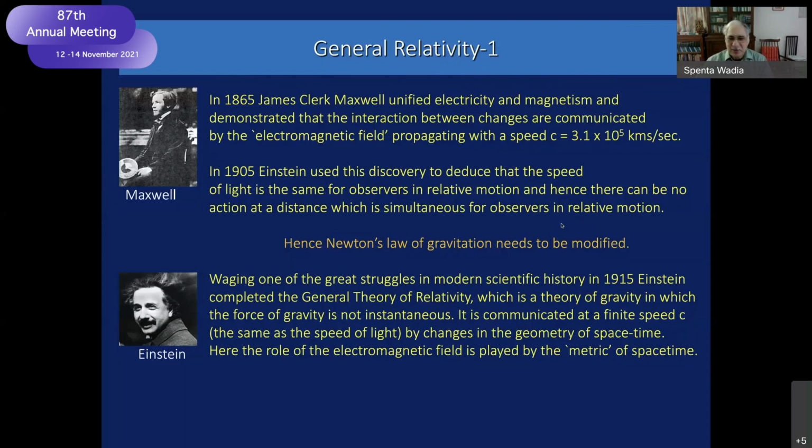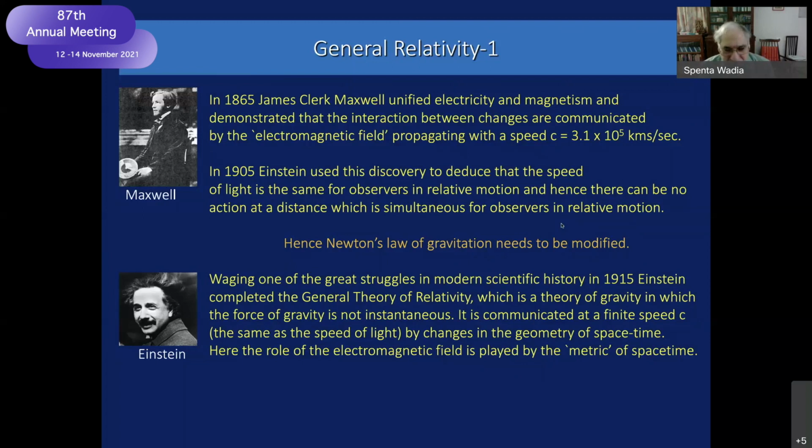So this is somehow in three lines the gist of the special theory of relativity. You'll forgive me for that, but I have a long way to go. So Newton's law of gravitation needs to be modified. This is the main question Einstein arrived at towards the end of 1905, around 1907.